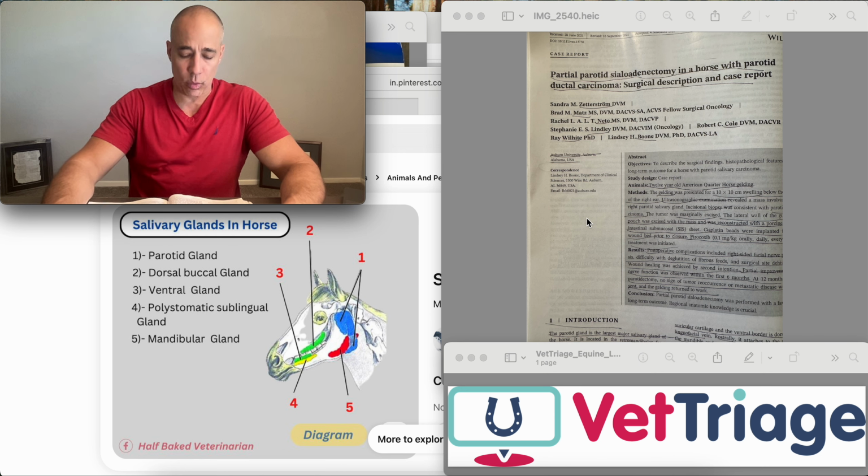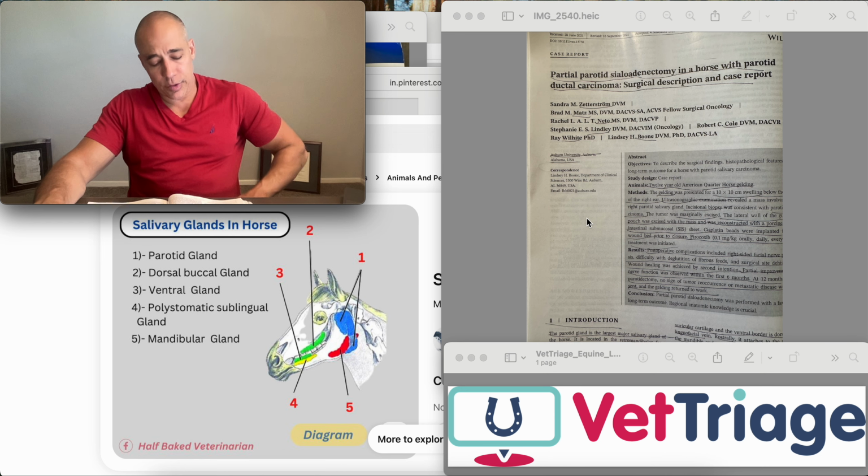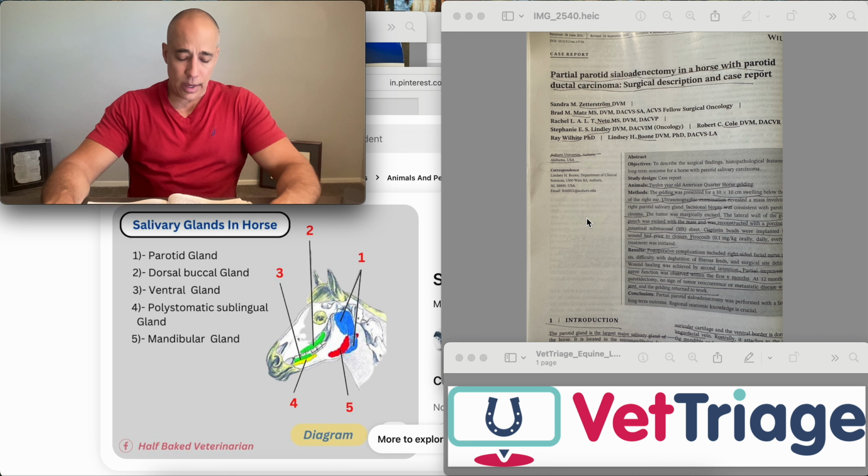Results were postoperative complications include right-sided facial nerve paralysis, difficulty with deglutition of fibrous feeds, and surgical site dehiscence. Wound healing was achieved by second intention. Partial improvement in nerve function was observed within the first 6 months. At 12 months, no sign of tumor recurrence or metastatic disease, and the gelding returned to work.